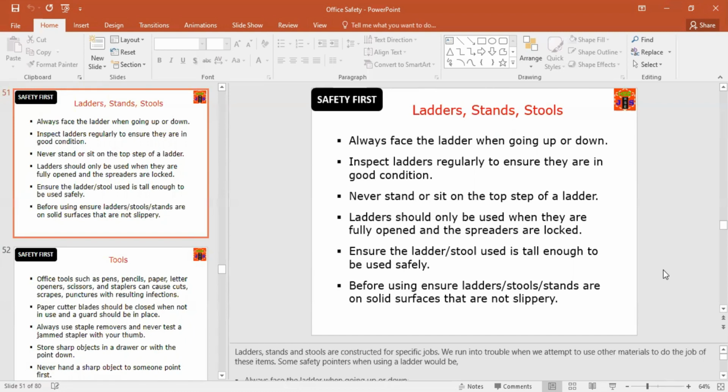Ensure the ladder or stool used is tall enough to be used safely. And before using, ensure ladders, stools, or stands are on solid surfaces that are not slippery. If you want to know in detail about the use of ladders, please click on the link appearing on your screen to learn about ladder safety and the risks involved while using a ladder in your workplace or office.